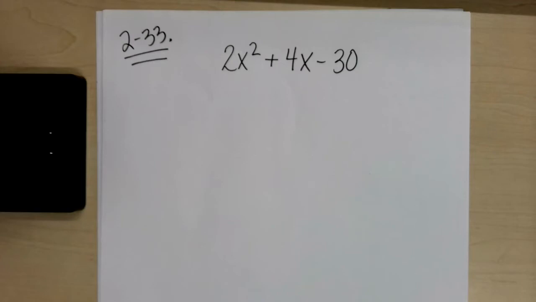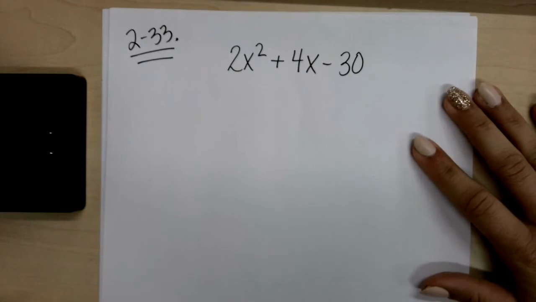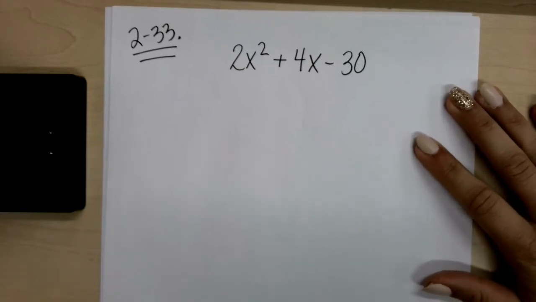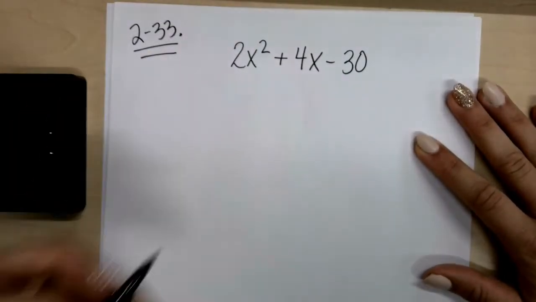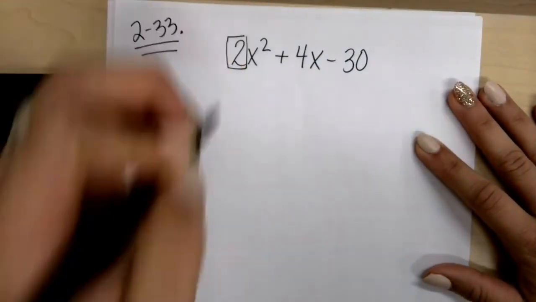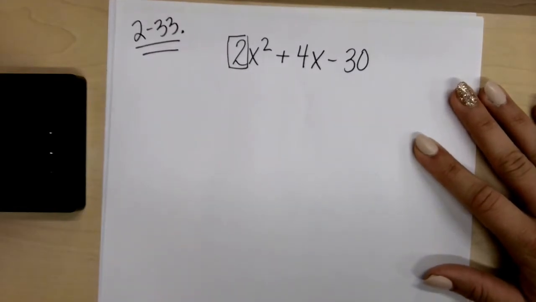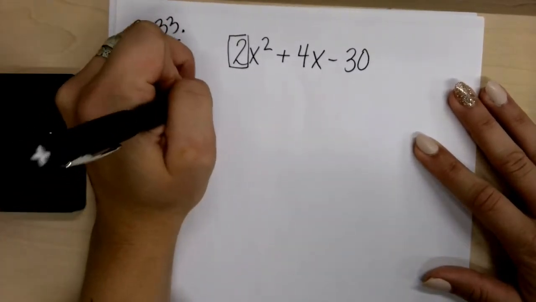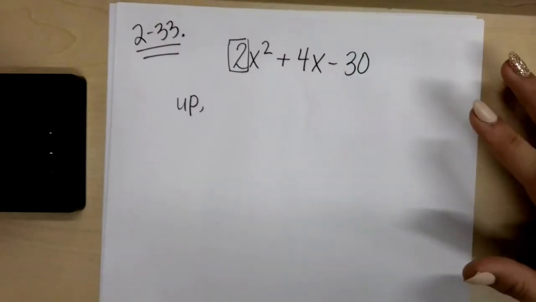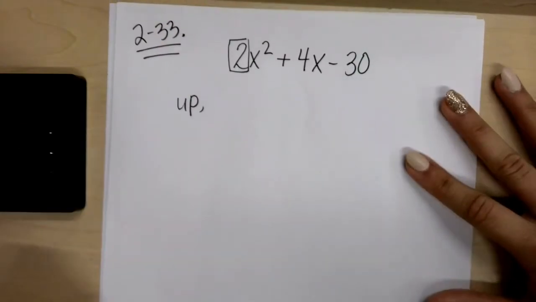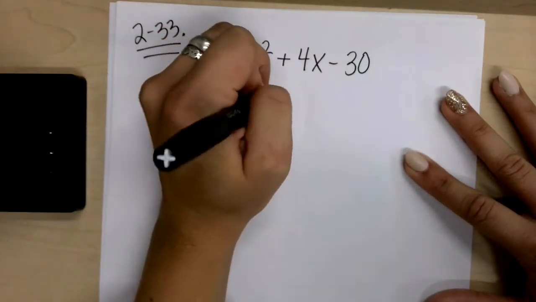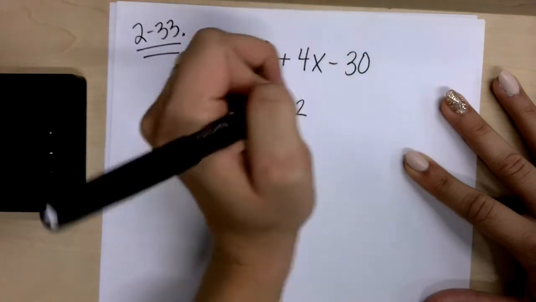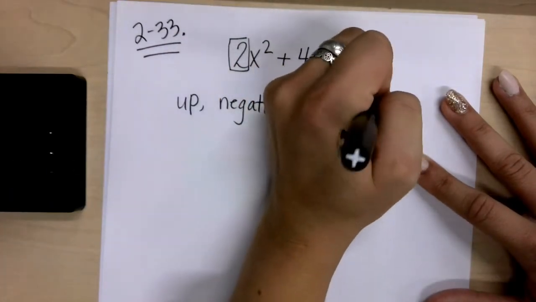So we're going to look at this equation here. It says, what is the orientation? That is, does it open upward or downward? How could you change the equation to make the graph open the opposite way? So the first thing we have to look at is the A value, and that is this number right here. Is it positive? Yes, that means it opens up. If we wanted to change the orientation or make it open down, we would have to make this a negative. So a -2 would make it open down.